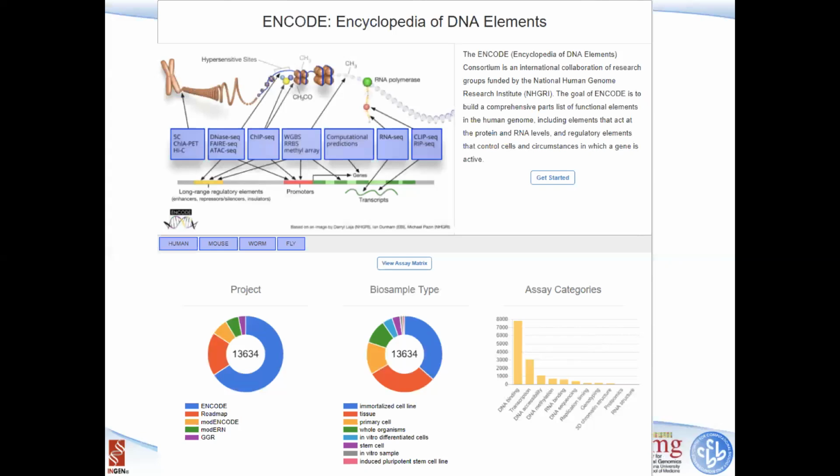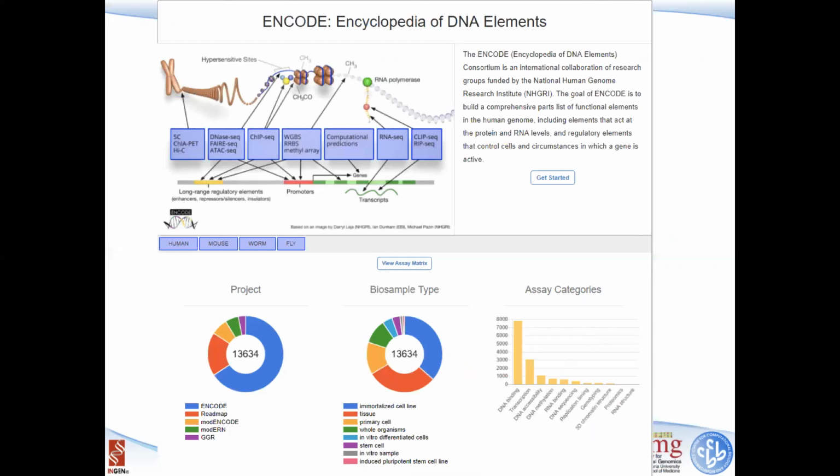So here is the ENCODE website, and you can see how many species they studied. Four species: human, mouse, worm, fly. And you can see how many projects they have. They have over 10,000 projects. And also you can see how many samples they come from. And from that website, you can find the details.